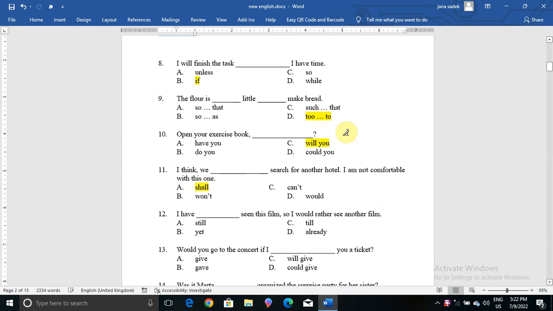Now question number 12 says, I have dash seen this film, so I would rather see another film. I have dash seen this film, so I would rather see another film. So that means he already saw this film and he wants to see another film. So that means he already seen this film. I have already seen this film, so I would rather see another film. So that means the correct answer for question number 12 is already.